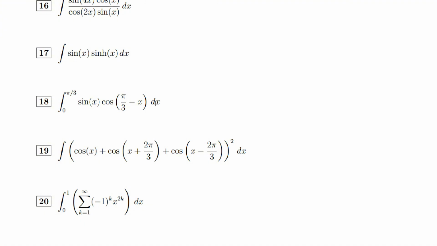Here, at first I was going to use the trig identity, but then I'm like, wait, 0 to pi over 3 minus x.